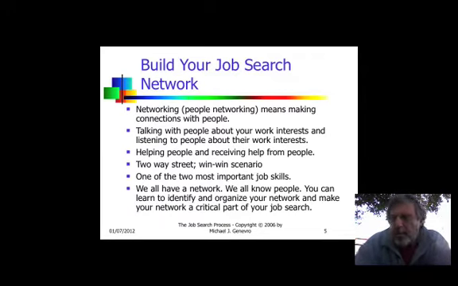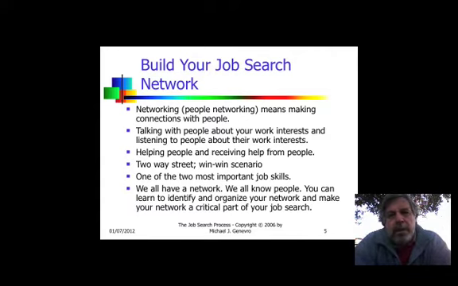A lot of people will go, well, I don't have a network, I don't know anybody. That's not true. Every one of us has a network. We have family, we have friends, we have acquaintances, we have people we went to school with, we have teachers who helped us in our school years. We have people that we play baseball with or play soccer with or go swimming with. We all have some form of connection with other people.